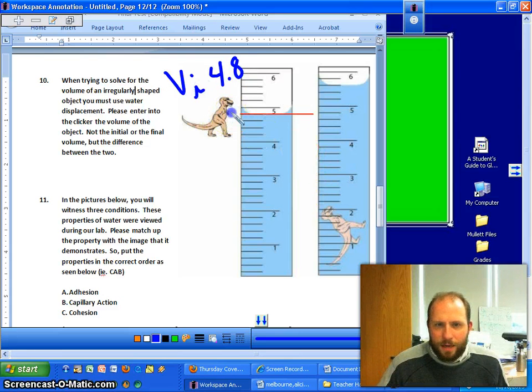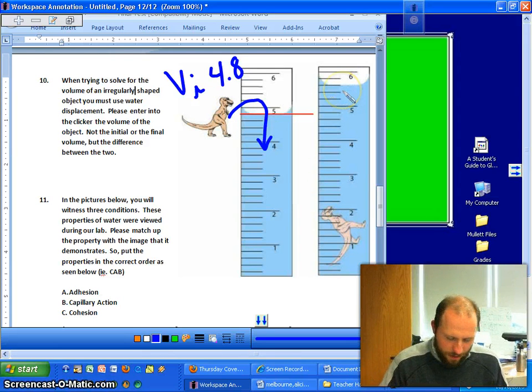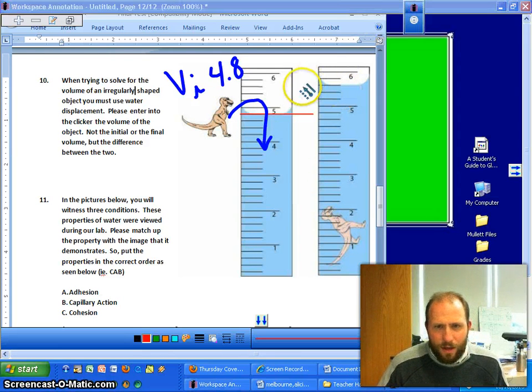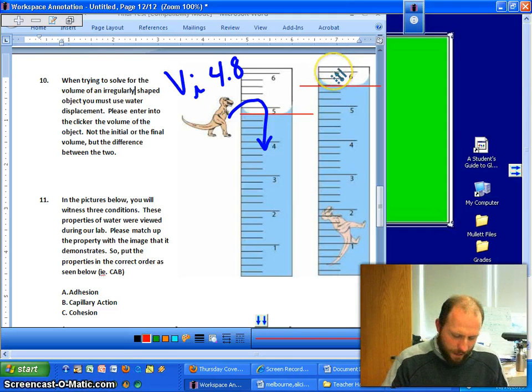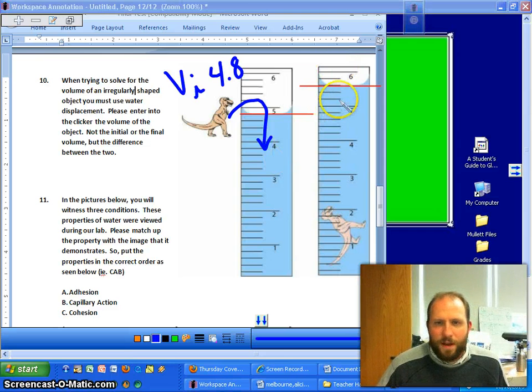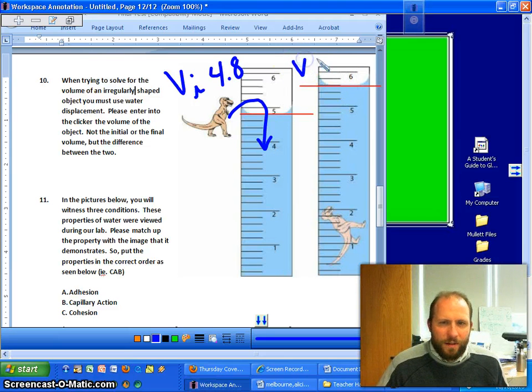And we throw the dinosaur in, and now we see that the level has gone up and increased. So we need to draw a new line to where we are. Alright. Well, it's above 5 and it's below 6. Let's count them out. 5.2, 5.4, 5.6. So, final volume, 5.6.